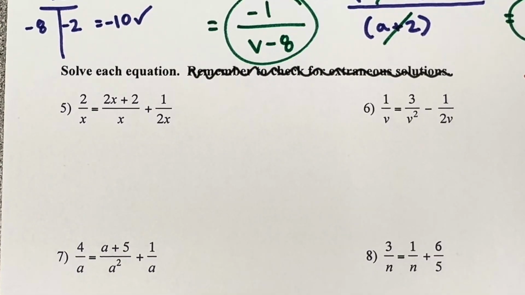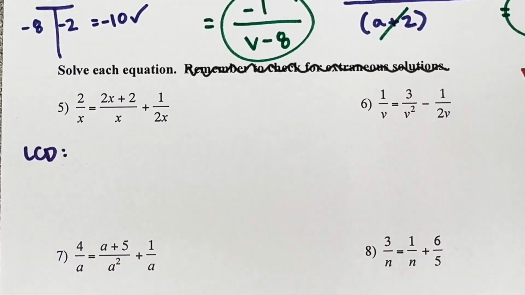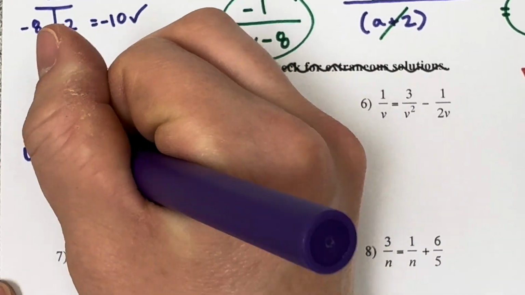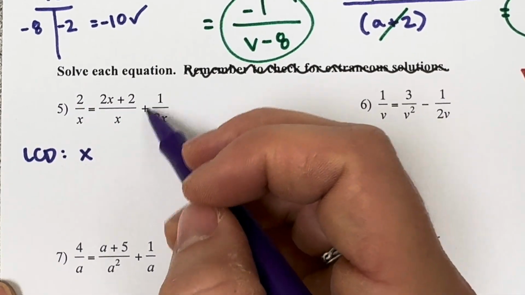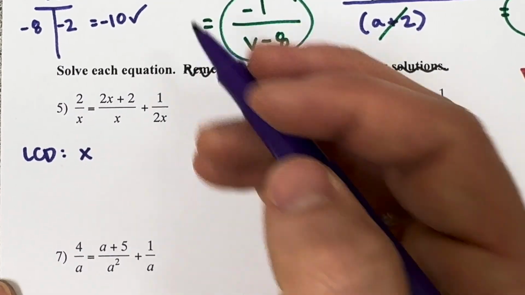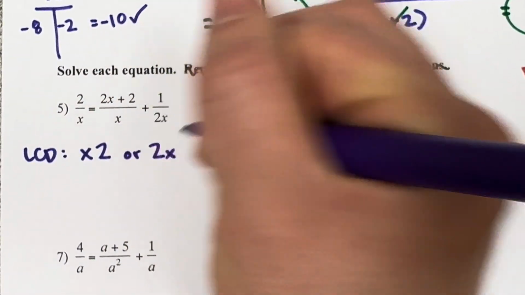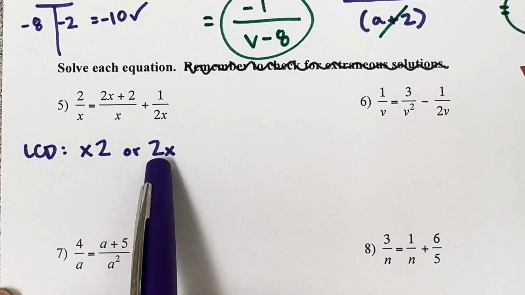Okay, so I need all of my denominators to be the same, which means they need all of the pieces. Here's what I'm going to do. My least common denominator, LCD. This is what I want all the denominators to be. Well, my first one has an x. My second one has the same thing as my first one, an x. And then my third fraction has the x and the 2. So that means I need all of my pieces to have a 2 and an x, or 2x. Let's write it 2x. So I need all of my denominators to be 2x.